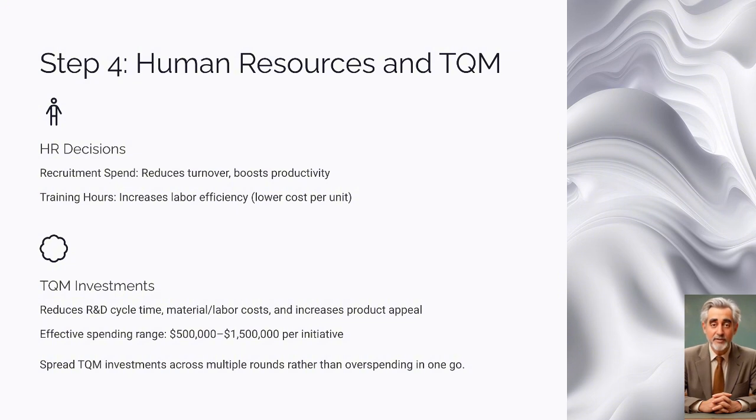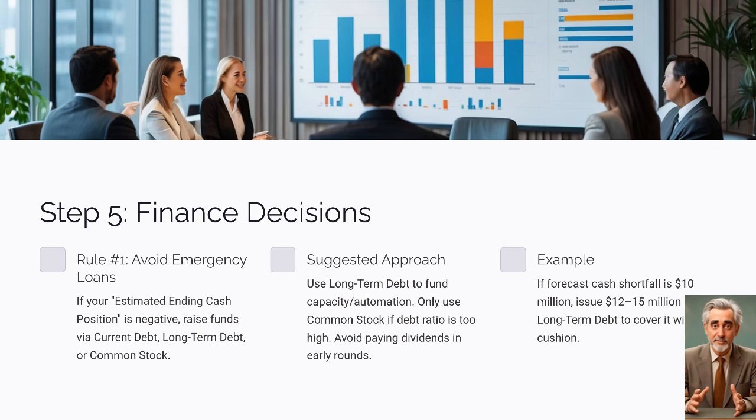Slide, Step 5, Finance Decisions. Finance is your final step. Here, you manage cash flow and fund your strategic choices. Rule number 1, avoid emergency loans at all costs. If your estimated ending cash position is negative, you must raise funds via current debt, short-term, auto-repaid; long-term debt, bonds; or common stock, equity, which dilutes ownership.